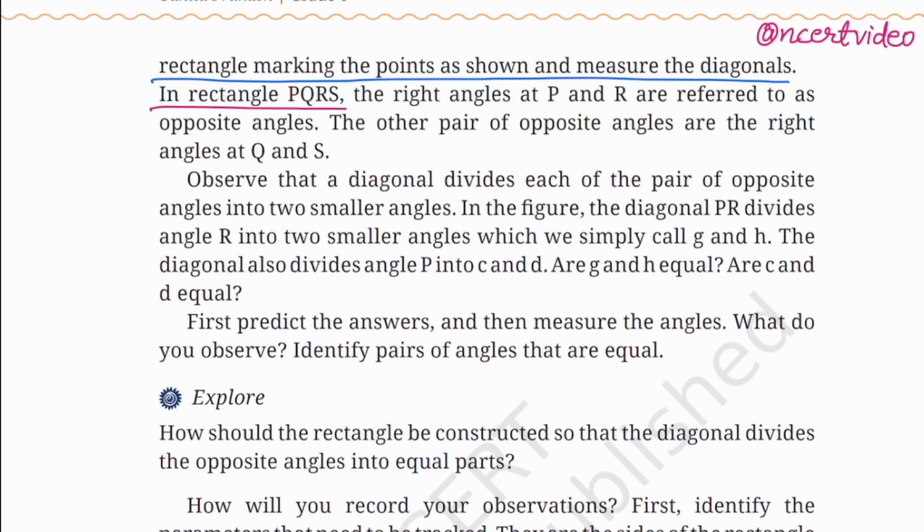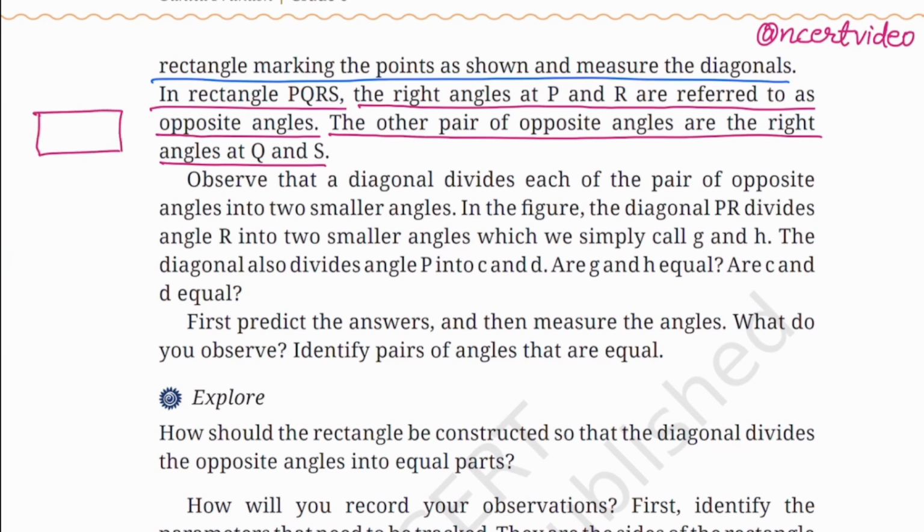In rectangle PQRS, the right angles at P and R are referred to as opposite angles. The other pair of opposite angles are the right angles at Q and S. P and R are opposite angles of each other. Similarly, S and Q are opposite angles of each other, each being a right angle or 90 degrees.